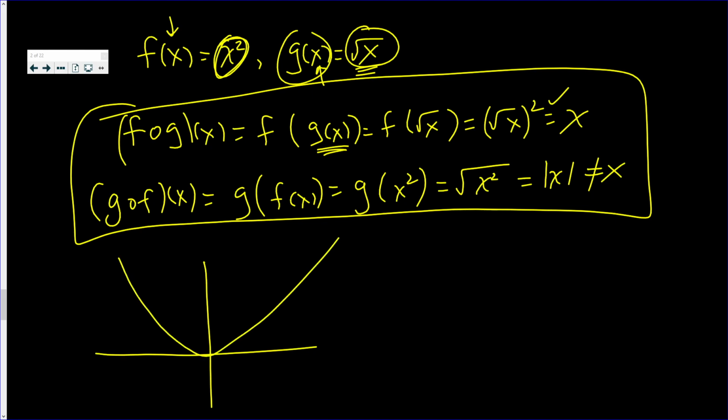f of x is not 1-to-1. You can't find the inverse. The inverse of x squared is not x. Sorry, is not the square root of x.